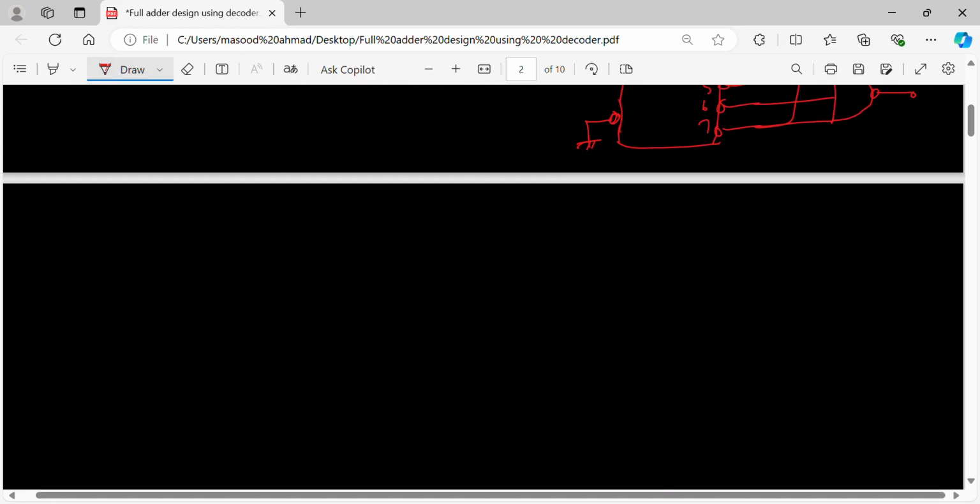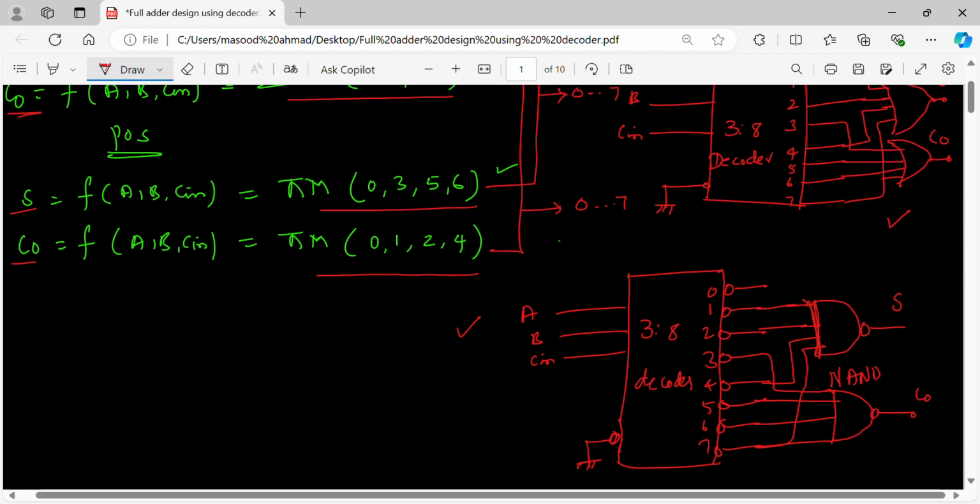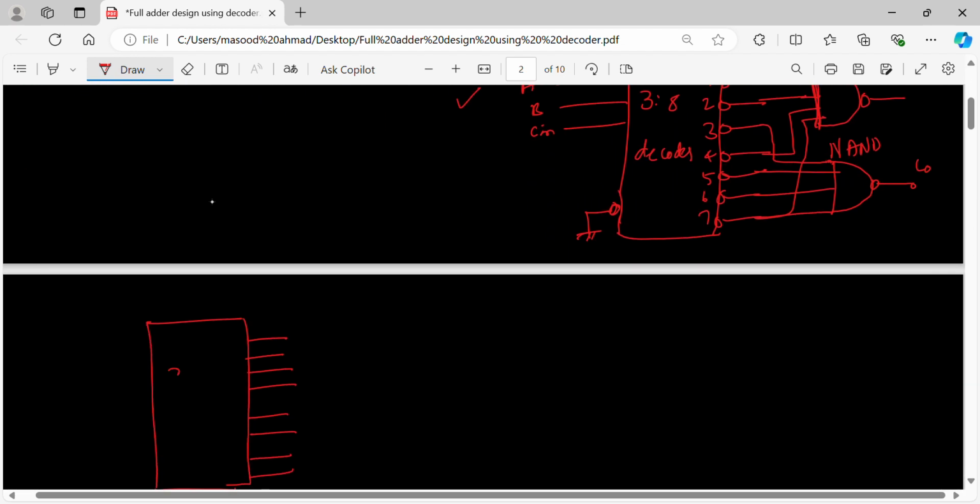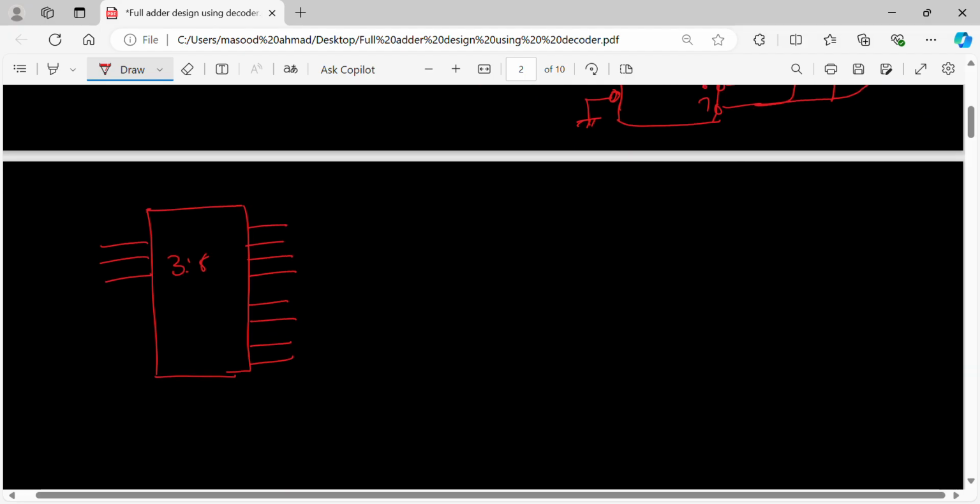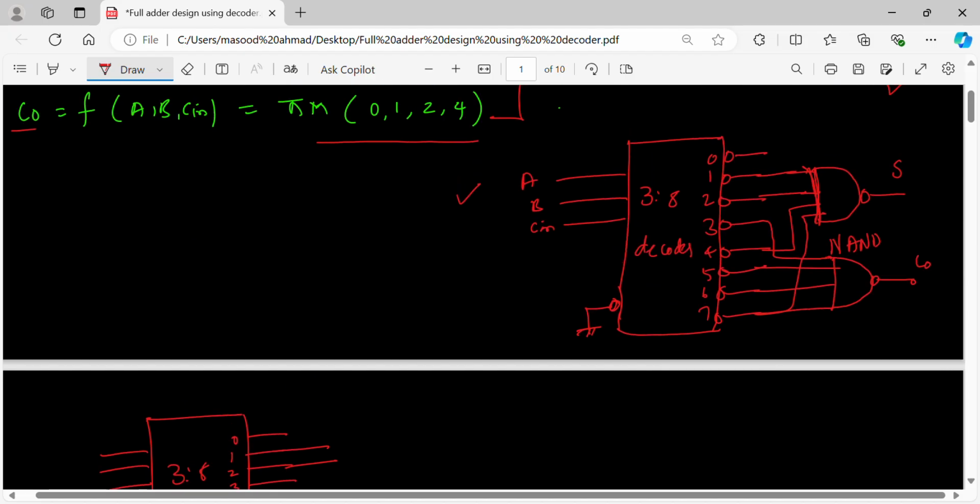I'll take a decoder of active high outputs. Now I am using POS function, not SOP, POS. So this is a 3 to 8 decoder, 3 inputs, then there is an enable which is connected to ground. Outputs 0, 1, 2, 3, 4, 5, 6, 7. You take 1, 2, then what exactly? The expression that we have looked for.